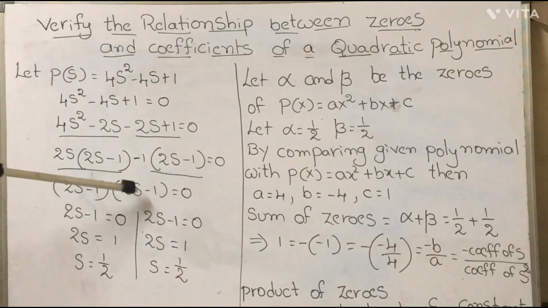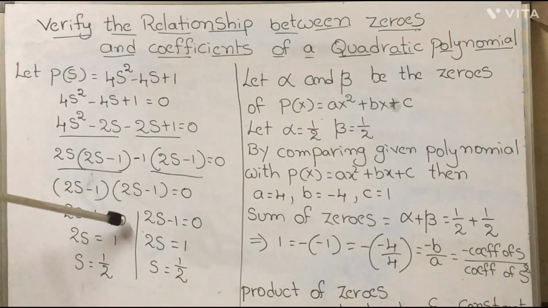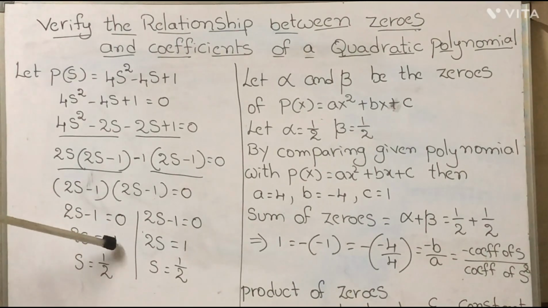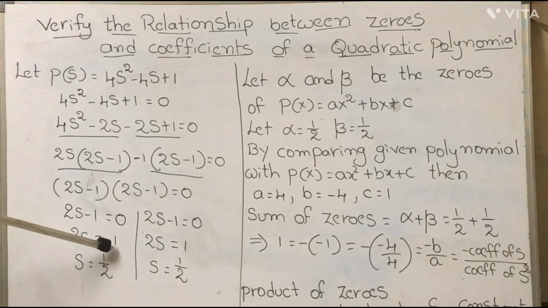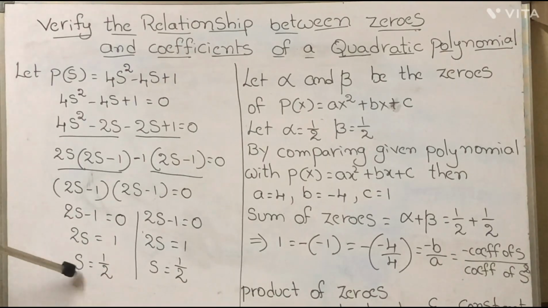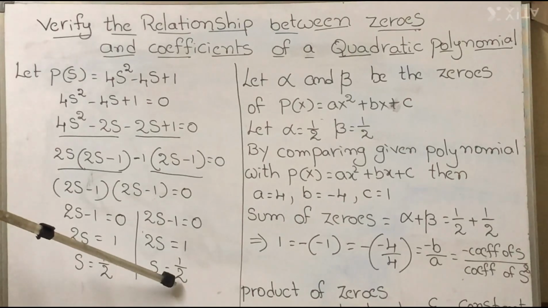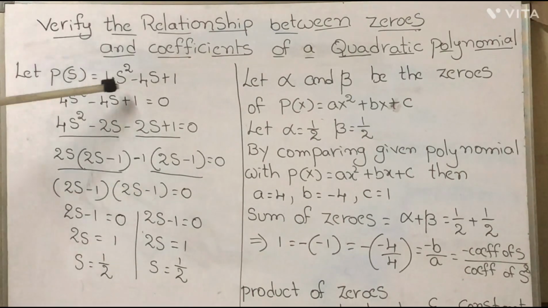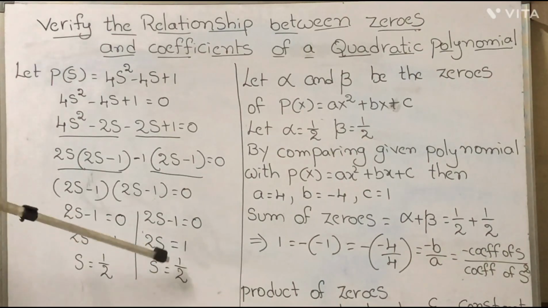Either this will be 0 or this will be 0. So 2s minus 1 is equal to 0. Here 1 transposes to the right side, minus 1 becomes plus 1. And 2 also transposes to the right side. Here 2 is multiplying s, so if we transpose, it will do division. So s is equal to 1 by 2. The same factor, so here also s is equal to 1 by 2. This means this quadratic polynomial has two same zeros, that is 1 by 2.